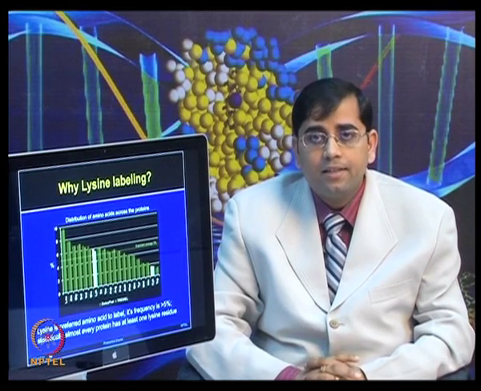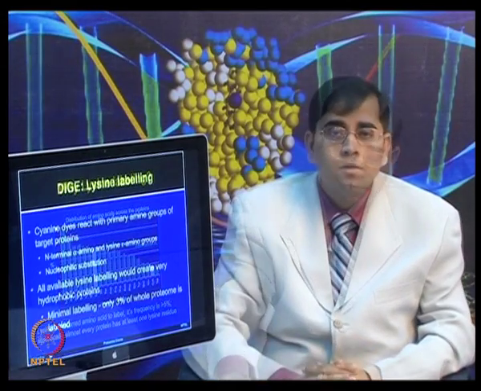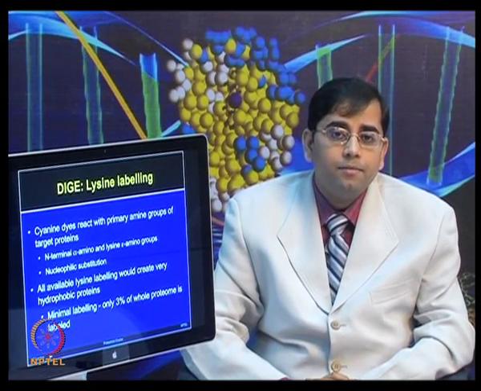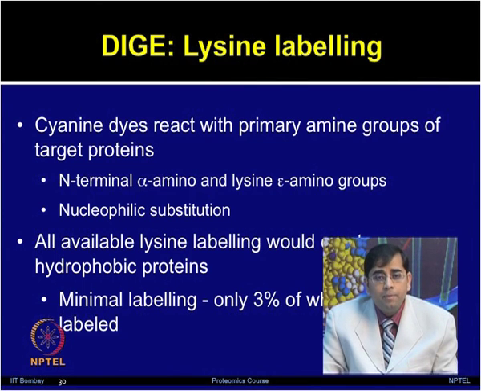But if that is not the case, one can always try the saturation labeling of cysteines. Now, let us talk in more detail about the minimal labeling or lysine labeling. Psi dyes react with the primary amino group of target proteins, the N terminal alpha amino group and the lysine epsilon amino groups, which are labeled by the process of nucleophilic substitution. Labeling all the available lysines would create a very hydrophobic environment of the proteins.